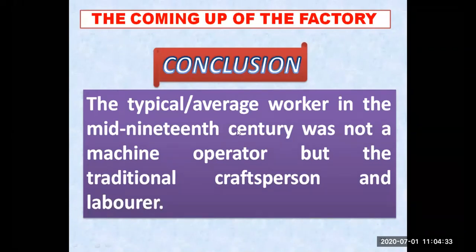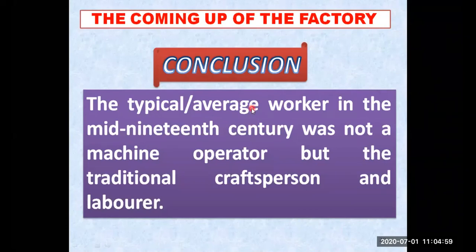So the conclusion is very clear: a machine operator was not available at that time, in the mid-19th century. The average worker was the traditional craftsperson. Those average workers were traditional craftspeople or traditional labor, those who were not able to operate machines. So that is the conclusion of these 4 reasons.